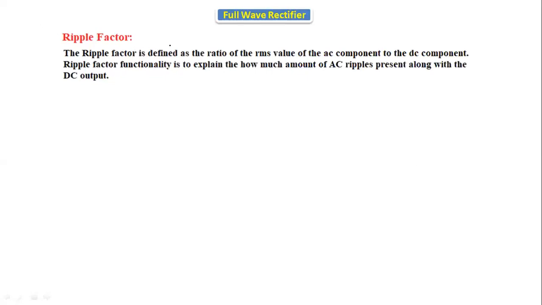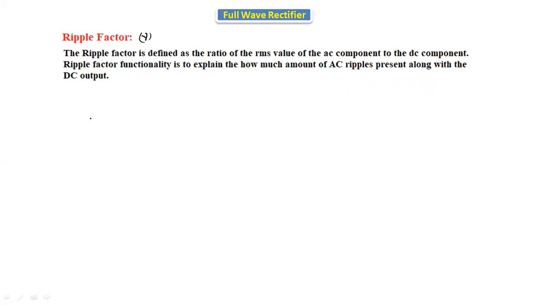Next we'll discuss the ripple factor. The ripple factor is defined as the ratio of the RMS value of the AC component to the DC component. Its function is to explain how much AC ripple is present along with the DC output. The output we are getting is pulsating DC, not pure DC. In that pulsating DC we have ripples. How much ripple is present in the DC output, we will find out using this ripple factor. The ripple factor is indicated with gamma.